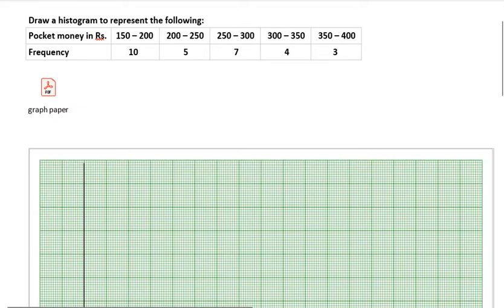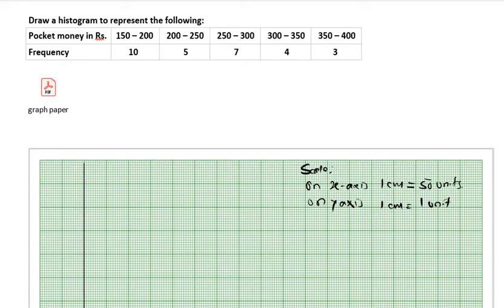Okay, so what is going to be the scale? Scale on x-axis, 1 centimeter is equal to, okay, so on x-axis 1 centimeter, I'll take it as 50 units. Okay, on y-axis I'll keep it little small for my convenience. You can make it bigger also. I'll take 1 centimeter is equal to 1 unit.